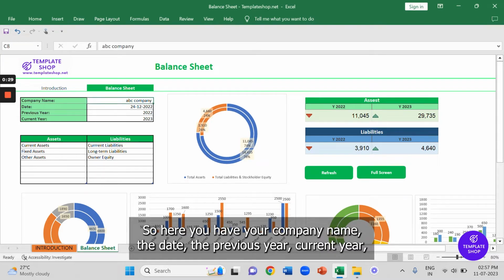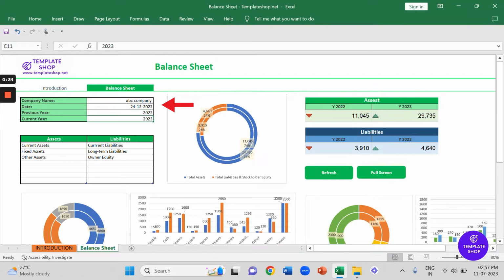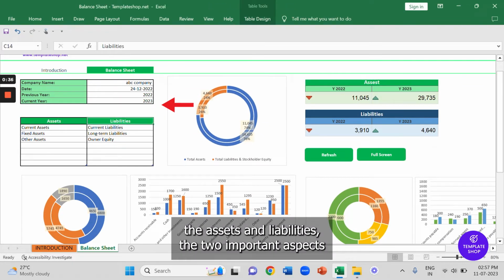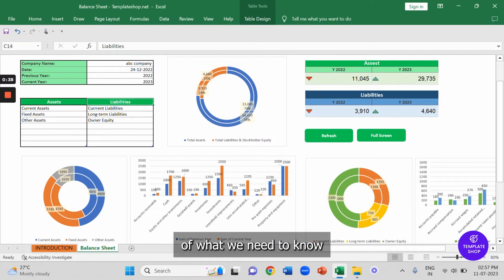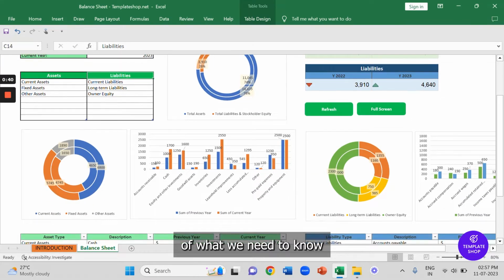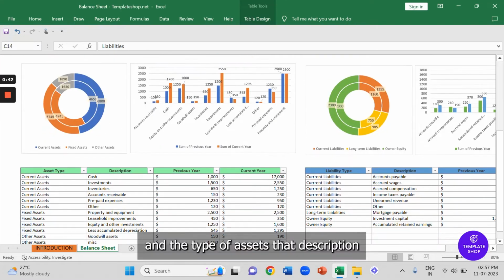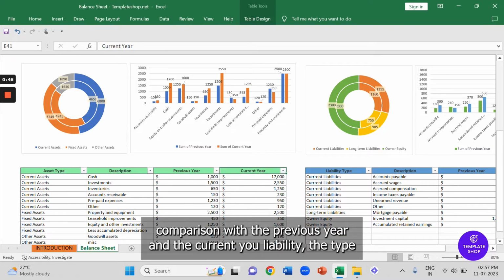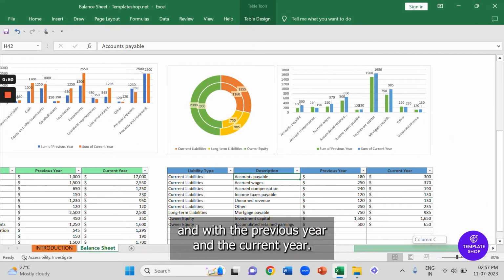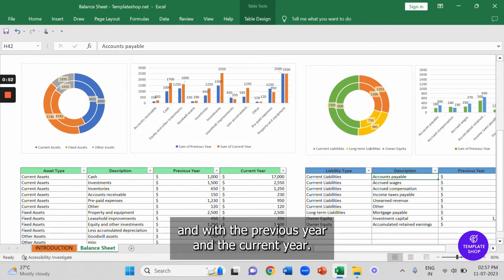So here you have your company name, the date, the previous year, current year. The assets and liabilities, the two important aspects of what we need to know. And the type of assets, the description, comparison with the previous year and the current year, liability, the type, and with the previous year and the current year.